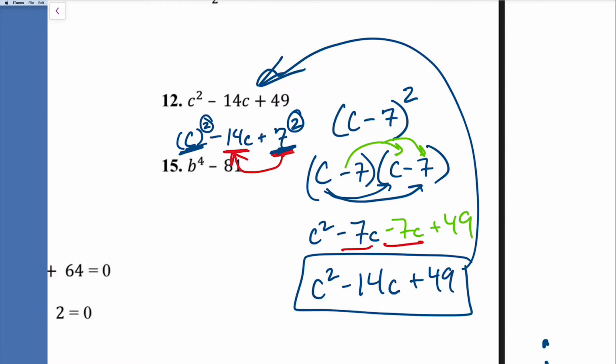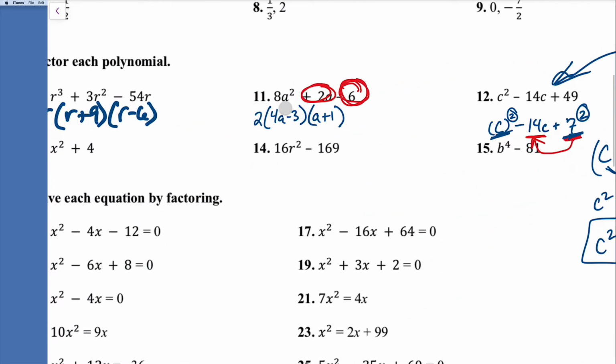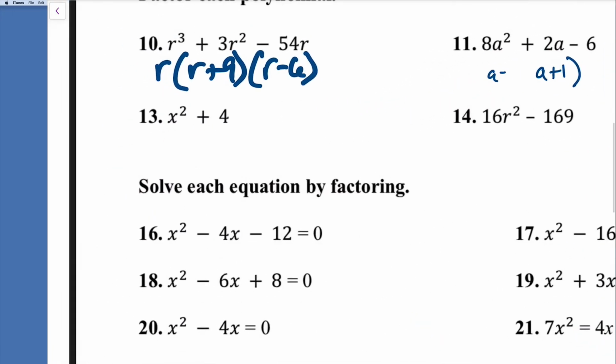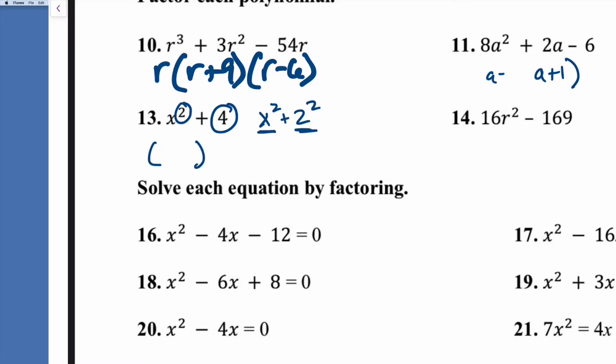Okay, so that's just the type of thought process you have to have when working these out. Now if you look at number 13, actually 13, 14, and 15 all kind of look the same in that regard. If you look at 14, for example, I have a squared here, and 4 is a perfect square also, so I end up with x squared plus 2 squared. Then these two terms will be the basis of my binomial, so I end up with x, and then 2.